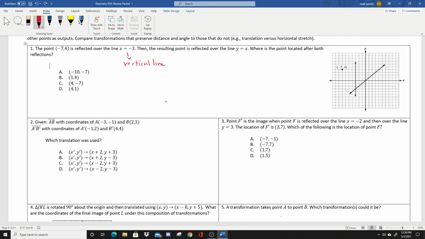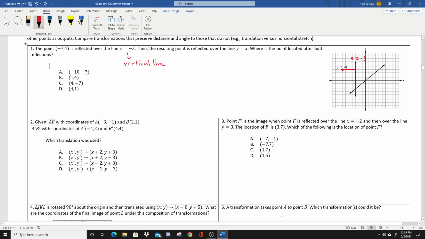And so they give us that. That's this one right here. So this is x equals -3, and it's reflected over that. So I'm looking at this point. Whenever you reflect over a line, you want to go from the point and the quickest path to the line. So I'm not going to go over here and try to reflect it. Quickest path would be perpendicular to the line. So like this.